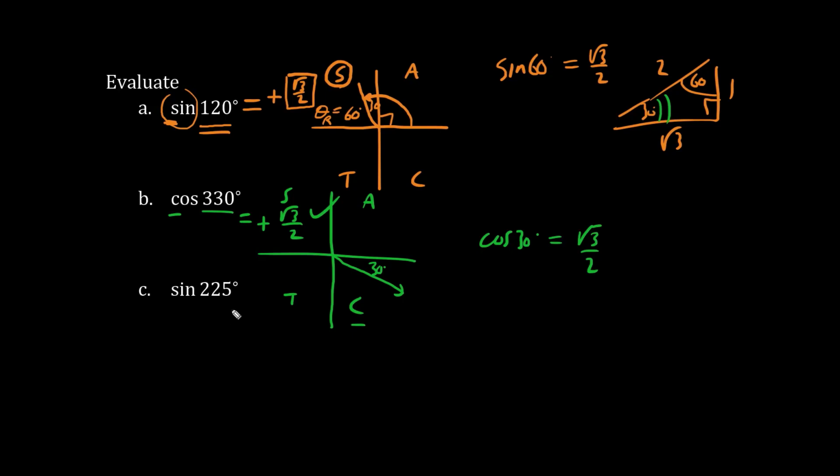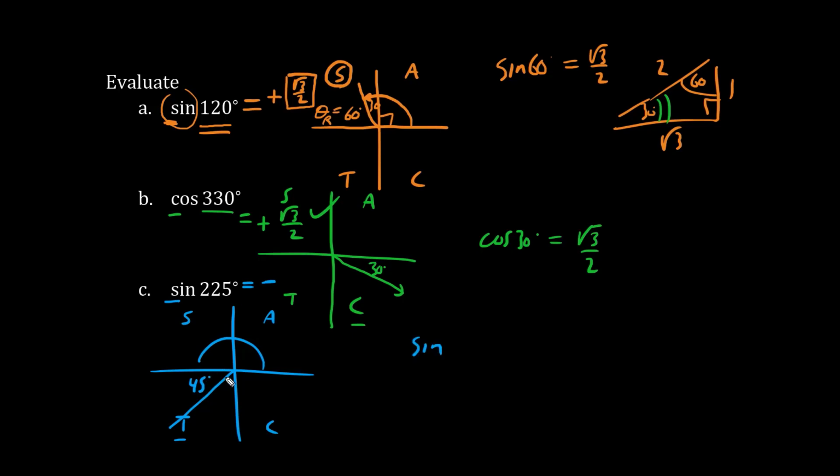Let's try sine 225. ASTC, 225 is around here, and the reference angle is 45 degrees. 180 plus 45 is 225. Now sine is in tan land. Sacramento is flying over to Toronto. So we have different cities, so it's a negative, not a positive value.